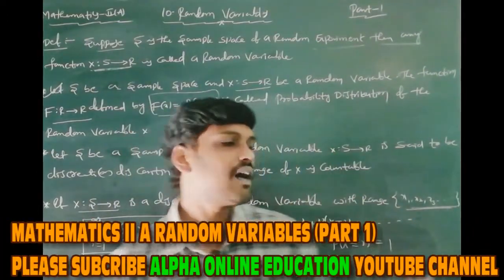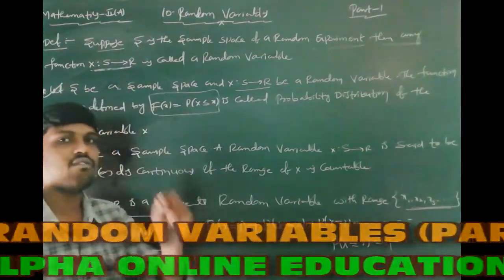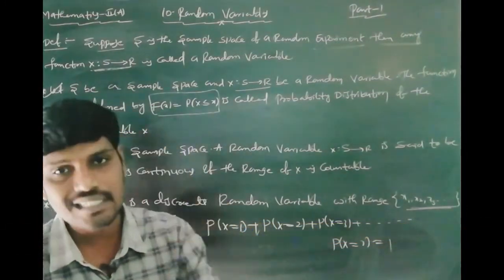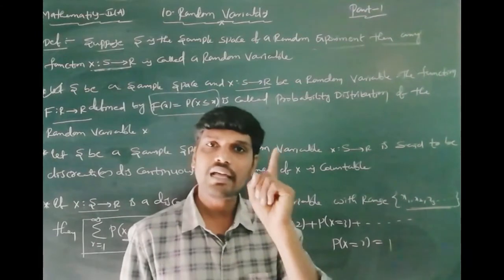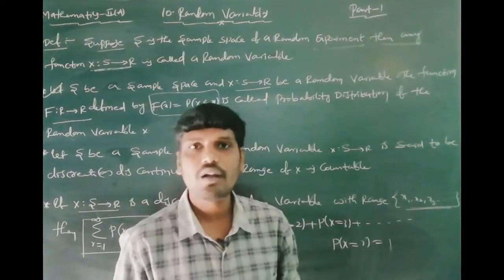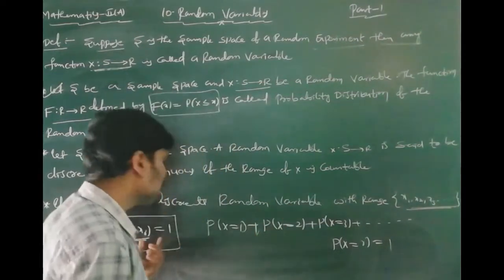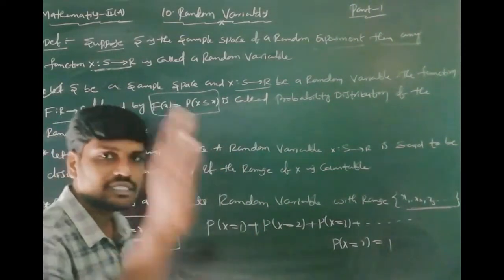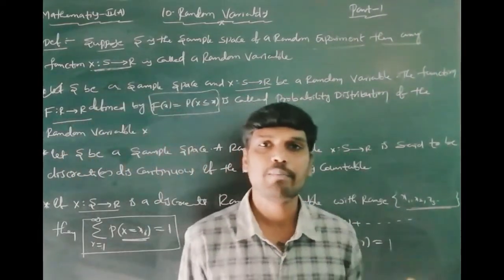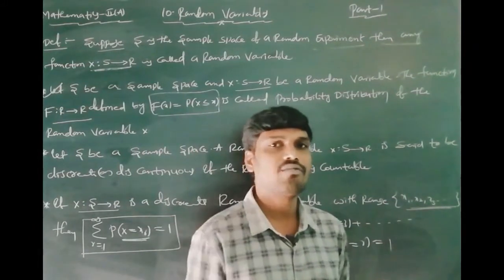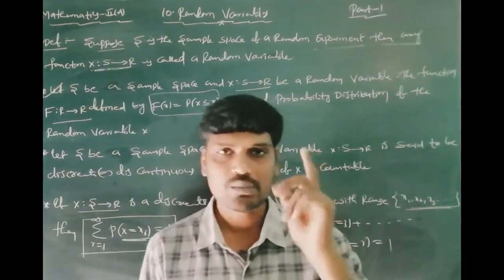That is the condition for a discrete random variable: the range of x is a countable or finite set. In this case, the summation of the total probability is equal to 1. This is a very important point. We can solve the random variable 7 marks problems.